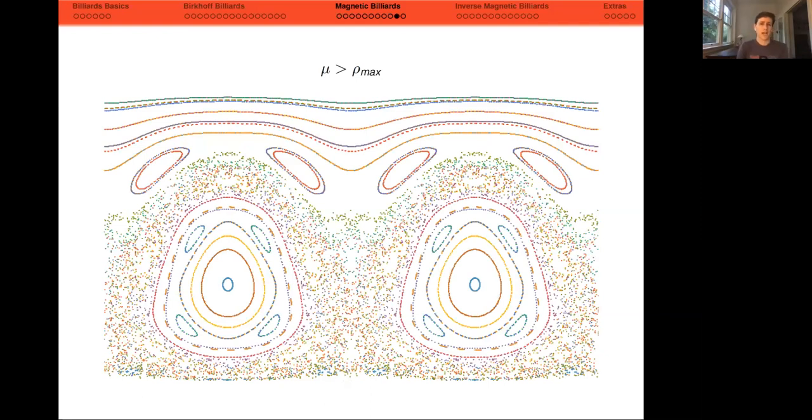And so here's a look at the phase portrait when mu is larger than the maximum radius of curvature. And so aside from these chaotic orbits, this is starting to look a little bit more like what we had seen for standard billiards inside an ellipse. We have these period 2 orbits in here and invariant curves up here when theta is close to pi.